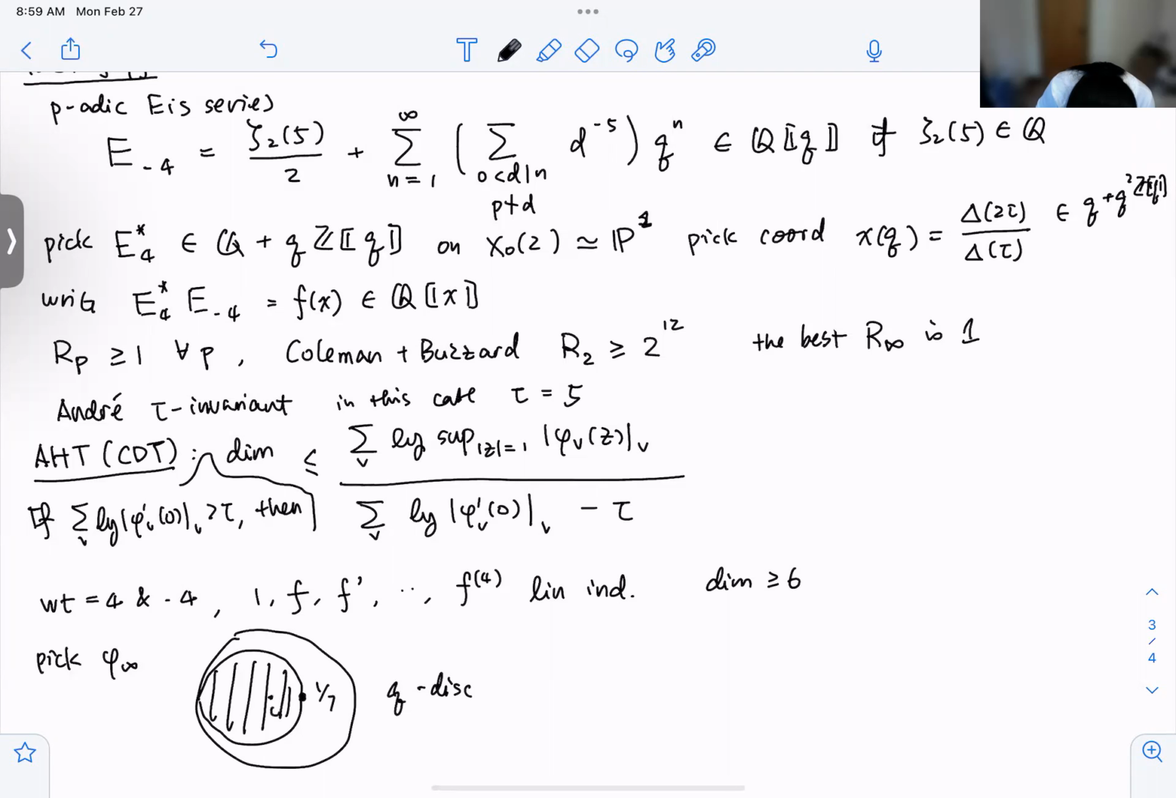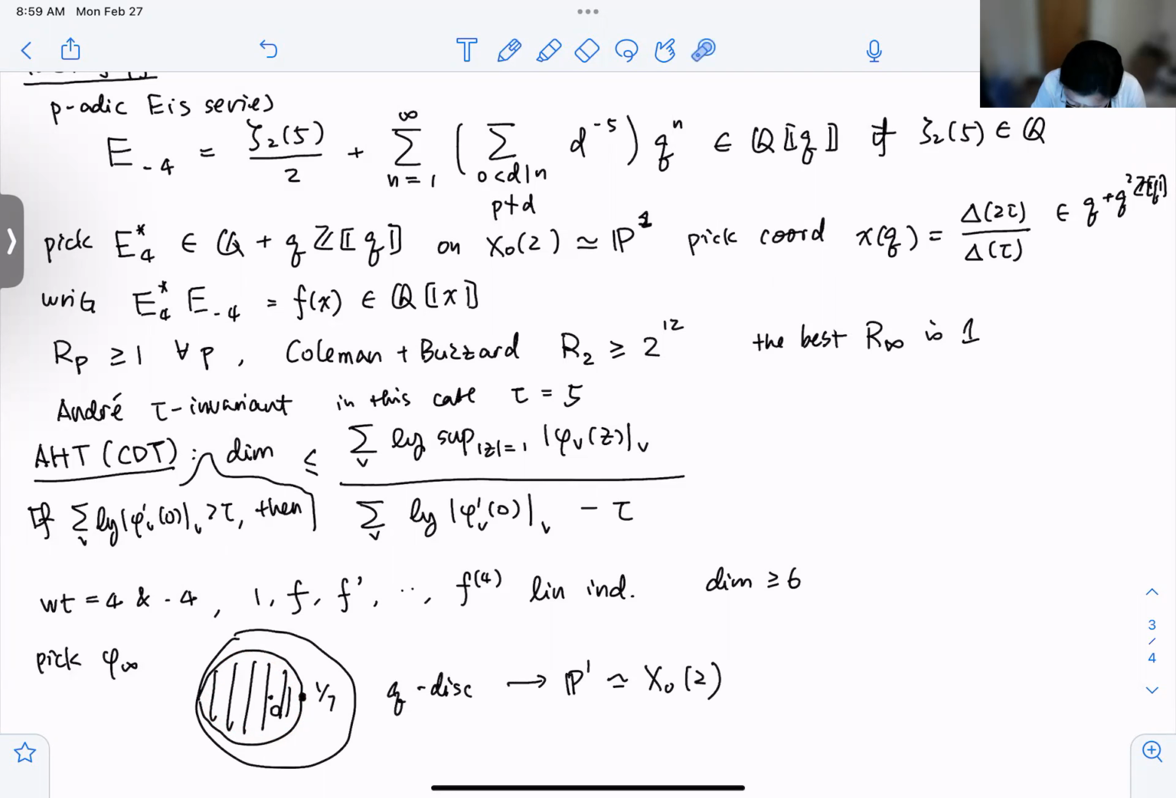This is 0. So basically we pick R infinity to be first, so you do the Riemann map to make this disk into D(0,1). And then we take the whole thing to the P1, with P1 isomorphic to X_0(2).